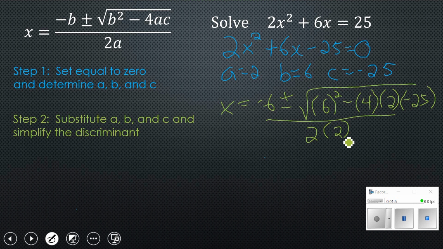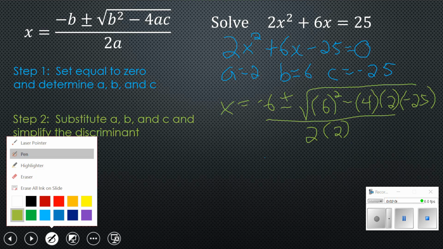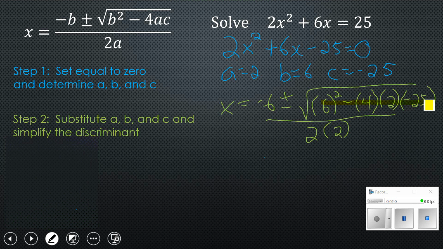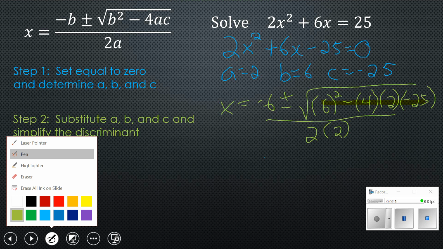I said included in step 2 is simplifying the discriminant. So I'm talking about the part underneath here. I'm going to highlight that for you. So I'm talking about this part right here. Great. So we're going to do 36 plus 200. That's going to be 236. Again, just go ahead and use your calculator for that. But that value is 236.